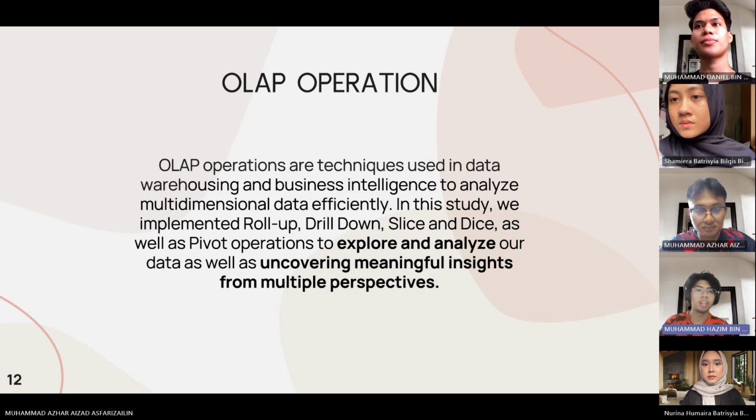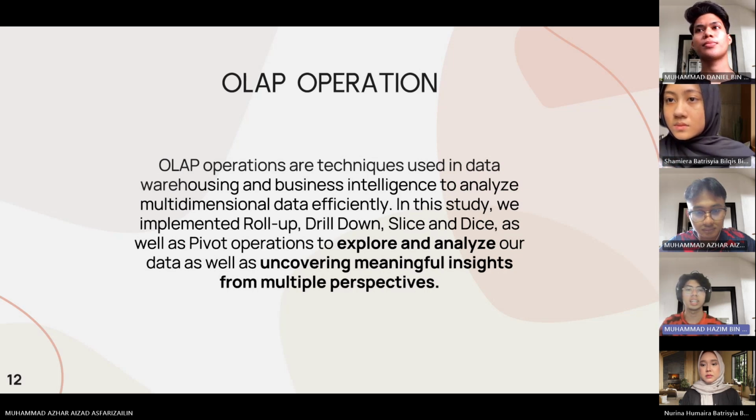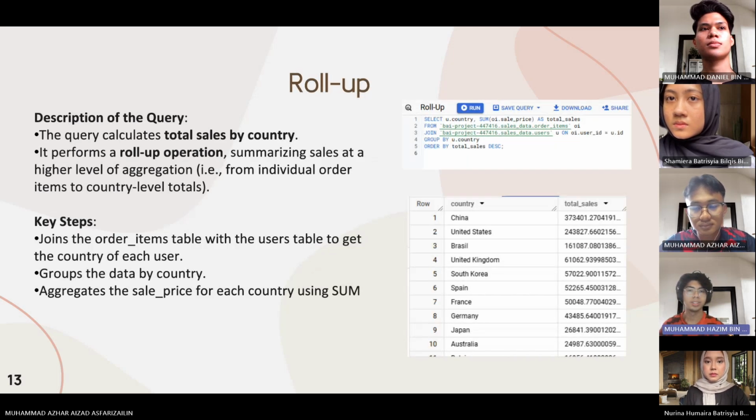So moving on with the OLAP operations that we have done, which are roll up, drill down, slice and dice, and pivot, to explore and analyze our data, as well as uncover meaningful insights from multiple perspectives of our cube. For roll up, this query calculates the total sales by country, which is a summarization of sales at a higher level of aggregation between different countries. As you can see, the top 10 countries are shown, and China is number 1.